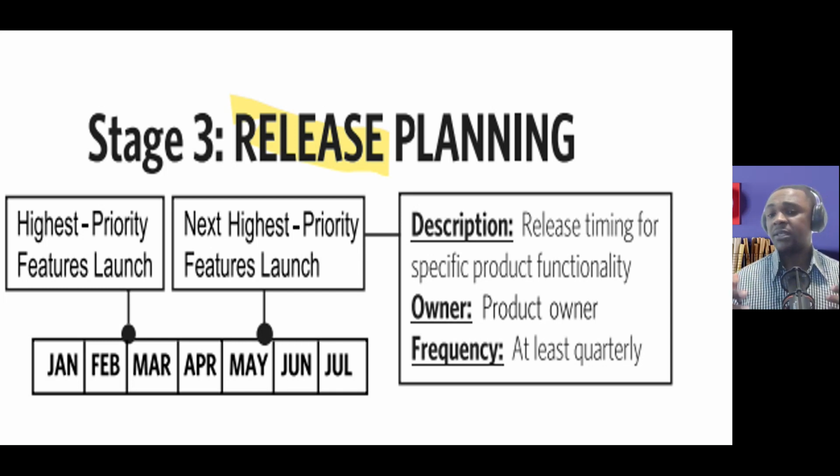And what is the frequency? Like I said, it could be every quarter, it could be every 2 months, it could be every 3 months. It is not encouraged to release every sprint. It's rare that teams or companies release every sprint. Mostly it's every quarter. We have 4 quarters in a year: first quarter, second quarter, third, and fourth, the same, reoccurring every year.